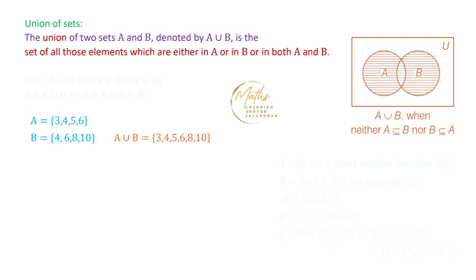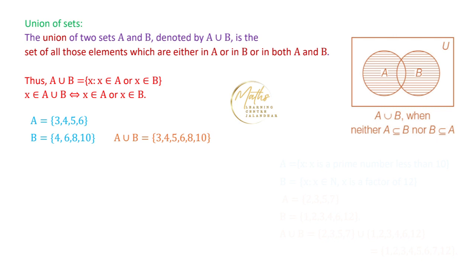So A union B is equal to the set containing all elements x such that x belongs to A or x belongs to B. We can see this result in this form: x belongs to A union B if and only if x belongs to A or x belongs to B. So these are all equivalent conditions.